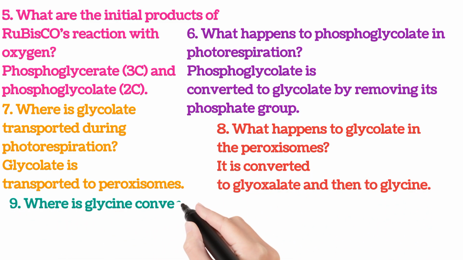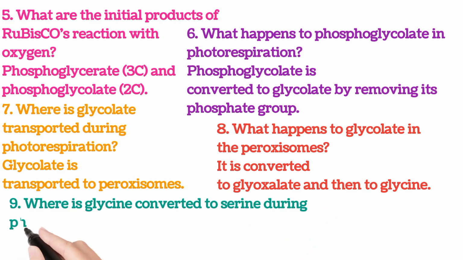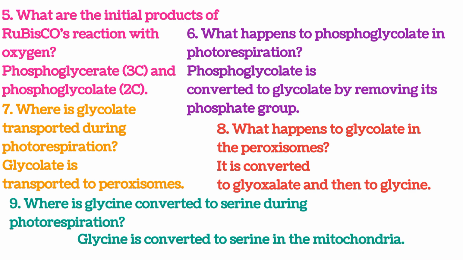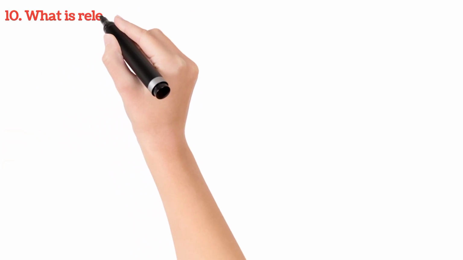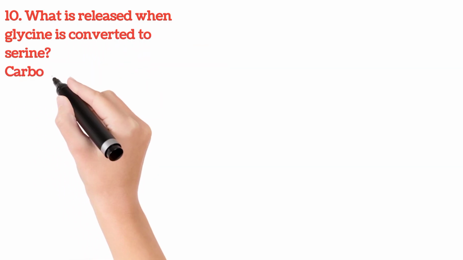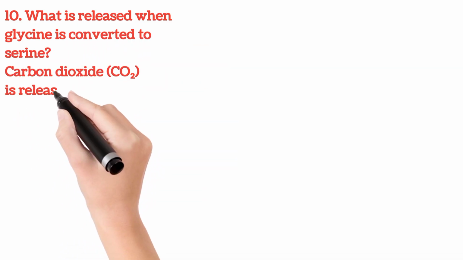9. Where is glycine converted to serine during photorespiration? Glycine is converted to serine in the mitochondria. 10. What is released when glycine is converted to serine? Carbon dioxide, CO2, is released.